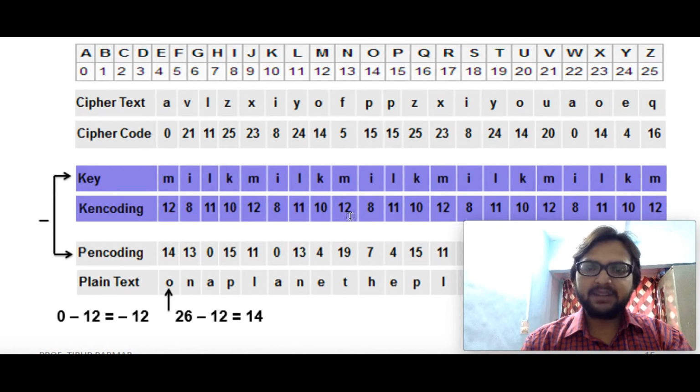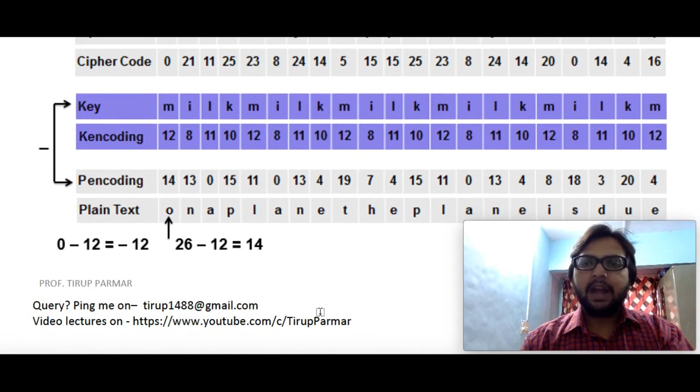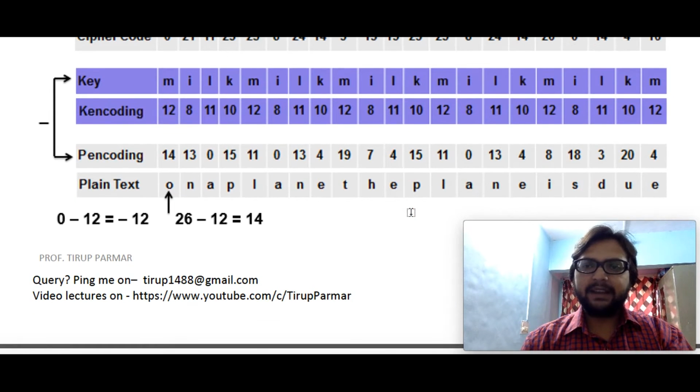Same way 5 minus 12. Now 5 minus 12, so the number is negative. Remember, 5 minus 12, the number is negative. What is our remaining number? So what are we going to do? We are going to adjust it by 26 as we did here. And the same way we are going to generate our plain text. I hope this particular algorithm is clear.